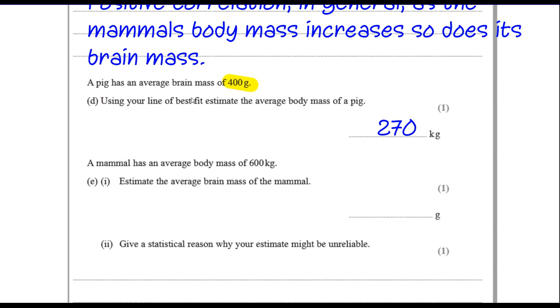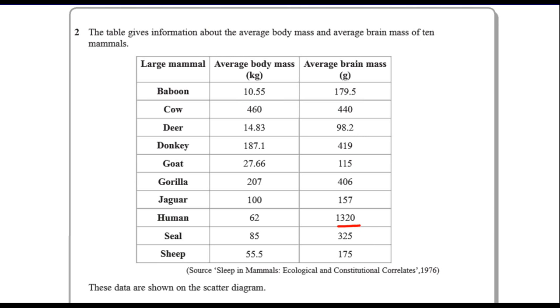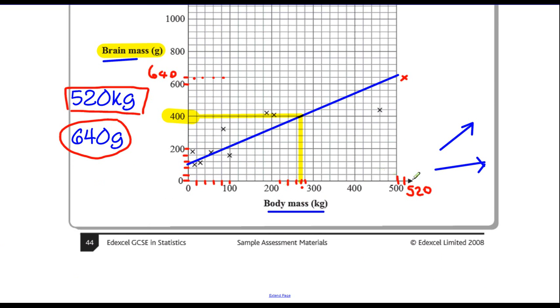A mammal has an average body mass of 600 kilograms. Estimate the average brain mass of a mammal. So same thing but going the other way around this time. We're starting from the mass at 600. Oh, this is fantastic, isn't it? It's gone right off now. Okay, never mind, we're just going to have to draw it on ourselves.